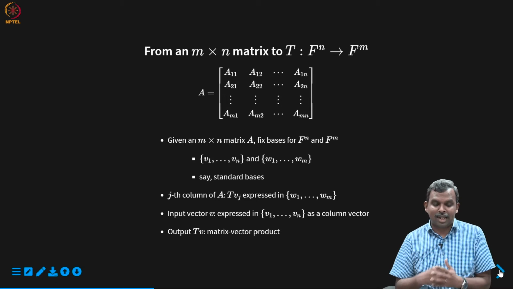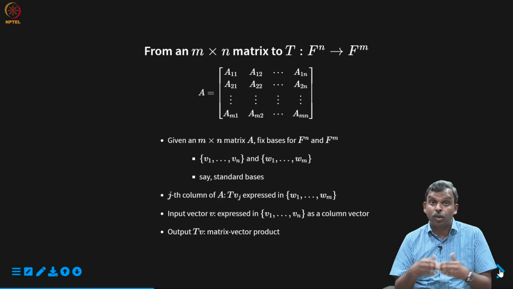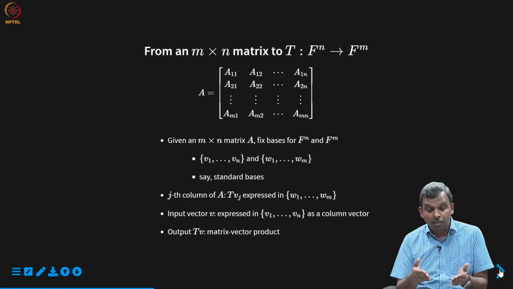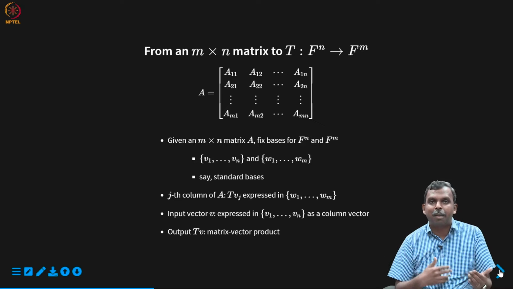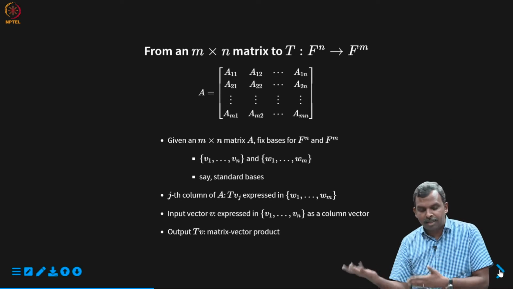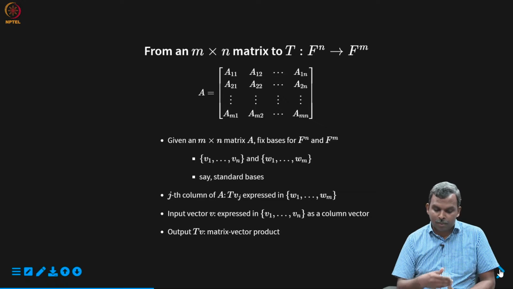So once you fix the standard basis, you can now go from the M cross N matrix to a linear map T from Fn to Fm. Okay, so that's possible. Again, the same mapping goes. The jth column is nothing but T vj expressed in the basis for W. Okay, and the input vector V can be expressed as a column vector, and then the output TV is the matrix vector product. Okay, so this picture is important to keep in mind.